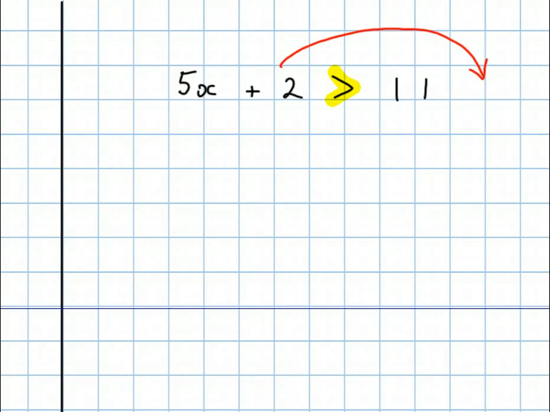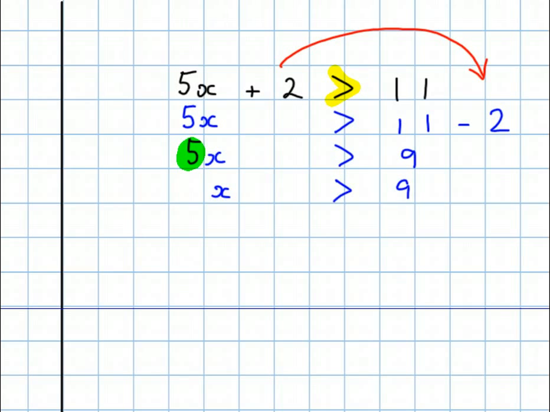I move the numbers to join each other. So we get 5x greater than, open mouth of the crocodile, 11 take away 2, 5x greater than 9, that's 11 take away 2. So as we do with equations, we finish off by taking the coefficient of x and putting it underneath, making it the denominator. So x is greater than 9 over 5. That's it. Let's look at another one.